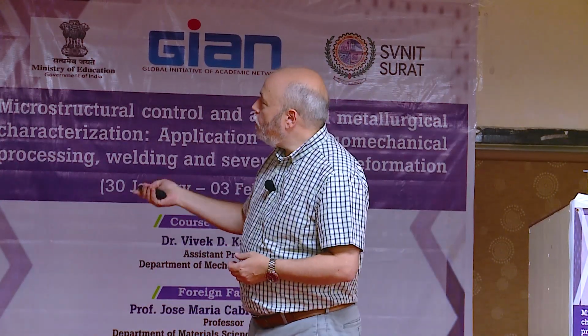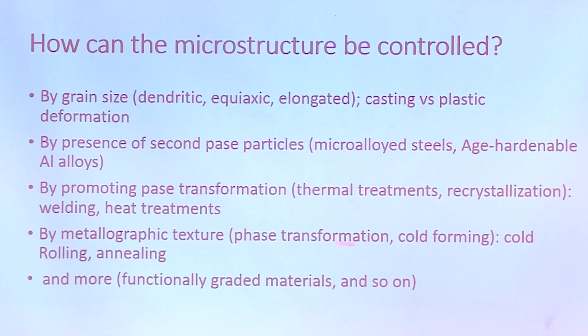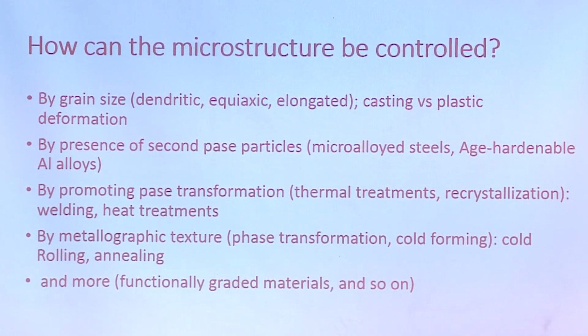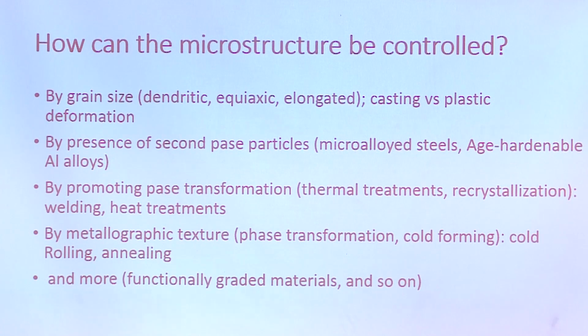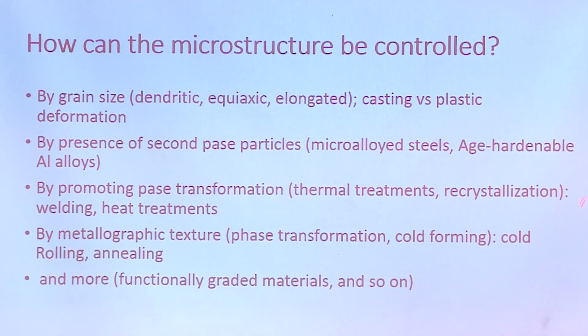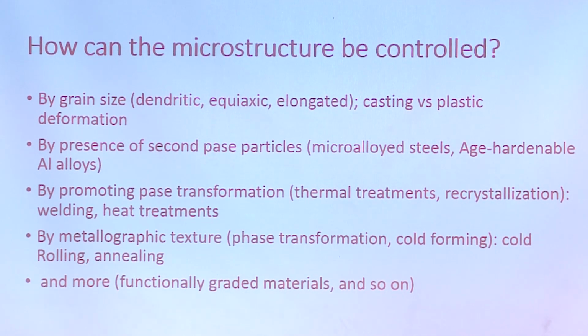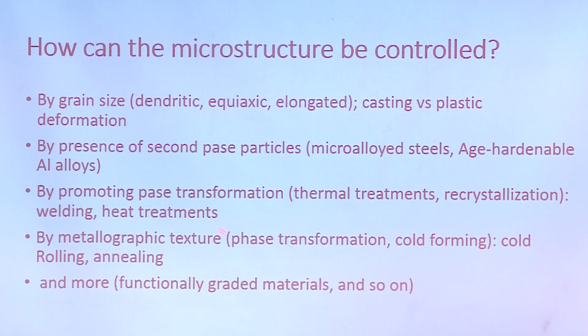We can do some microstructural control by promoting phase transformations. Heating to a given temperature and then controlling the cooling rate. And then we can get thermal treatments, recrystallization, and all of these are very well used in welding or in heat treatment processes.